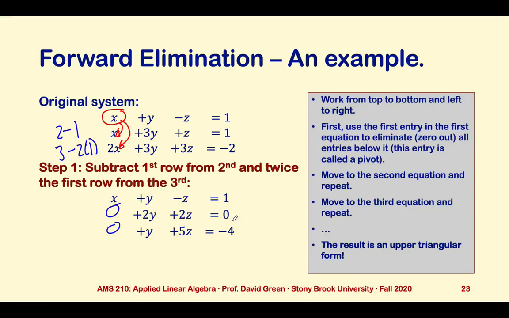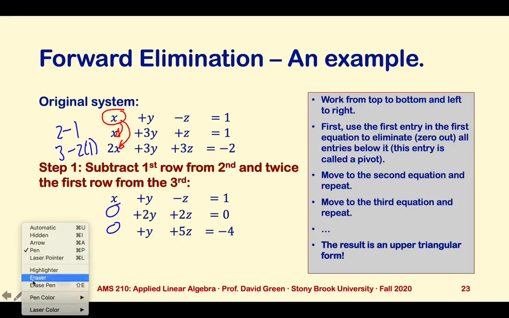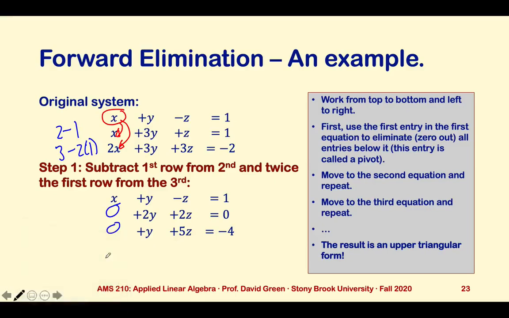The first step is complete, and what are we left with? We're left with a column that contains a single value at the top and all zeros below it. We've eliminated x from everything except the first position.